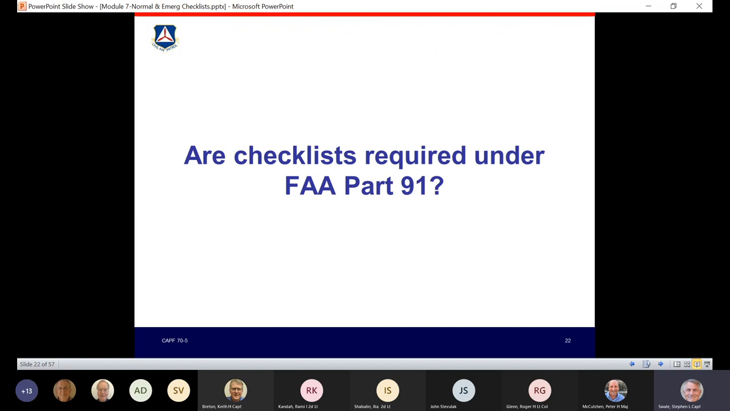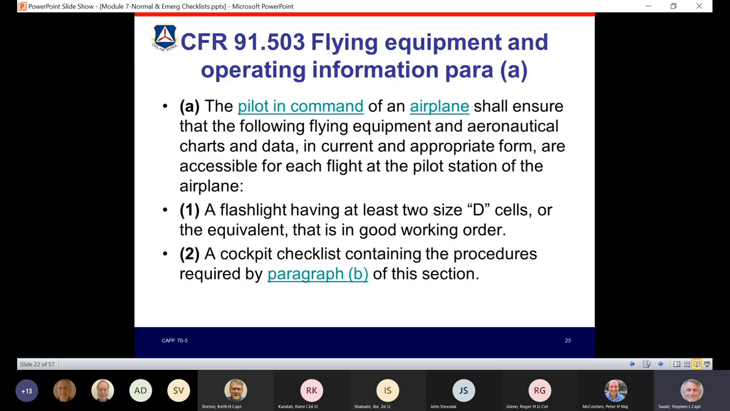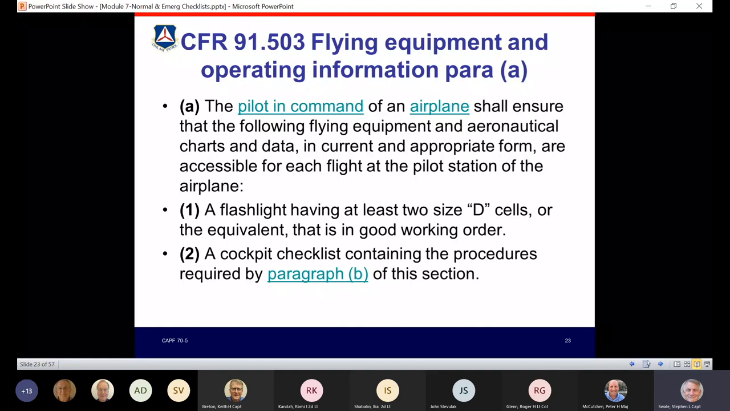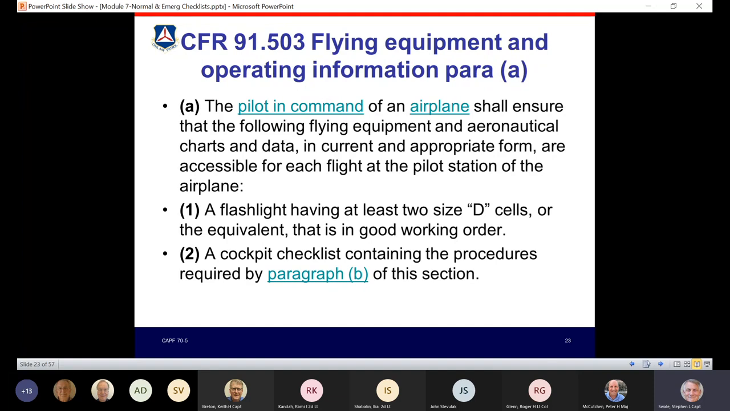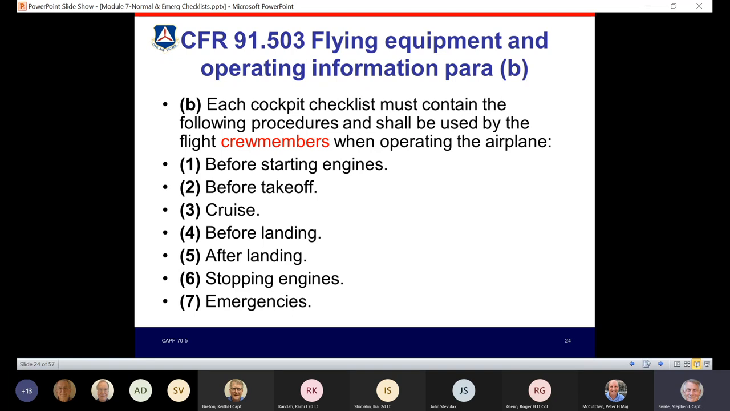An interesting item here is, and I think this is important because we don't always do our flying with CAP, our checklist required under Part 91 is something that I wanted to look into. And sure enough, in CFR 91.503, they are required, and so that's a Part 91 requirement. Not only are you required to have a flashlight or equivalent, but it says clearly you have to have checklists. And further, the minimum segments in the checklist are listed here. And you can see there's 7 of them that the FAA has listed.